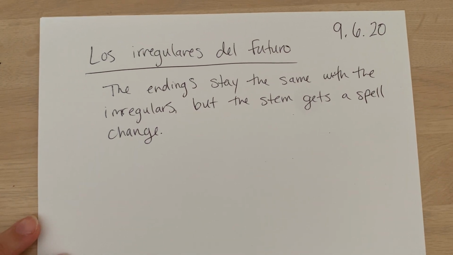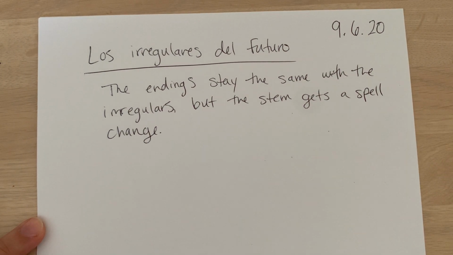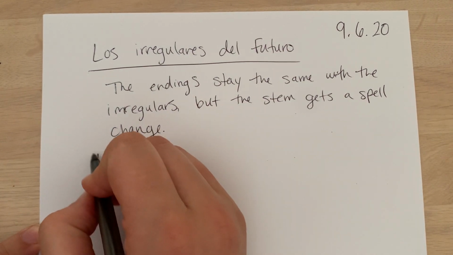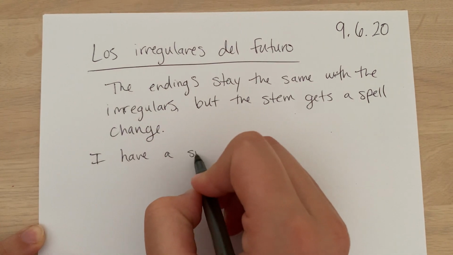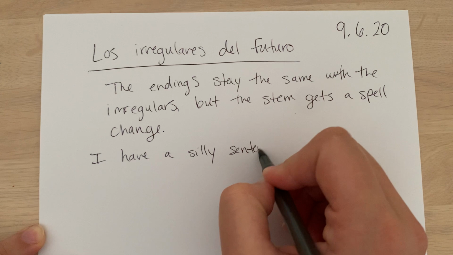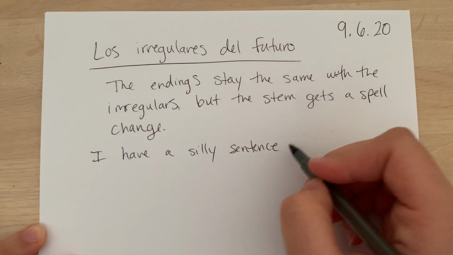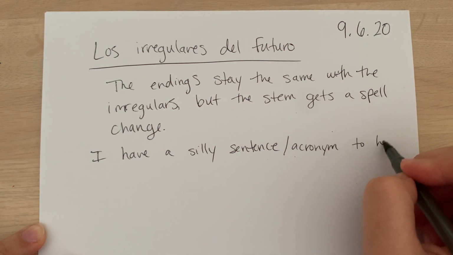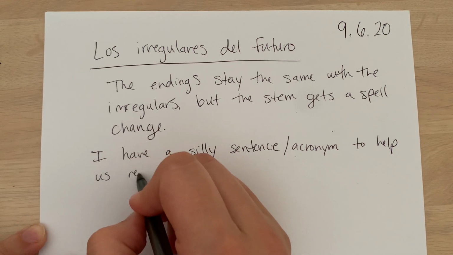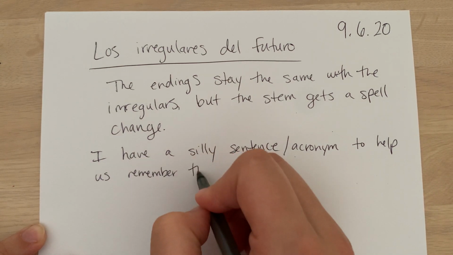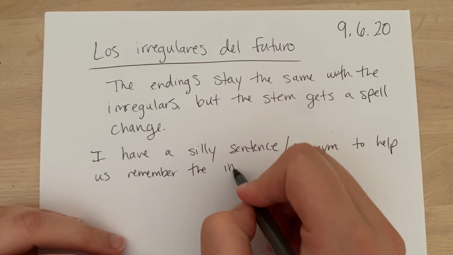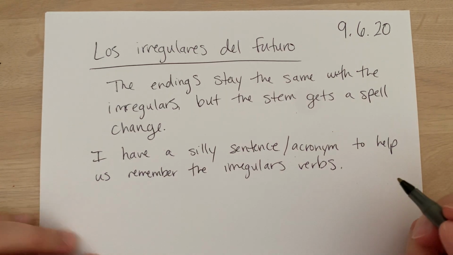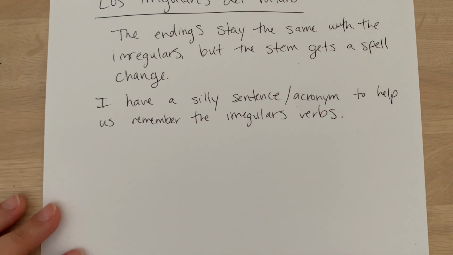All right, so let's see. Now I have a silly but helpful sentence that helps us remember the irregular verbs. So I'm just gonna write that down. I have a silly sentence. And then the sentence, the first letter is also an acronym, but it's a weird one, to help us remember the irregular verbs. Okay? So the sentence, let's see how I should write this.